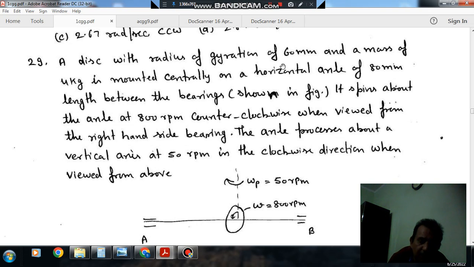Hello, welcome again. We are solving some questions of theory of machine. The topic is cam, governor, and gyroscope.